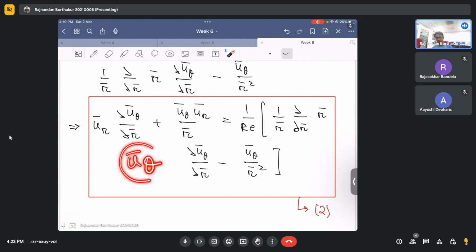So then if you get U theta from here and we know UR bar, how will we get pressure? That's my final question. R momentum. R momentum, exactly. So you understand the roadmap, right?